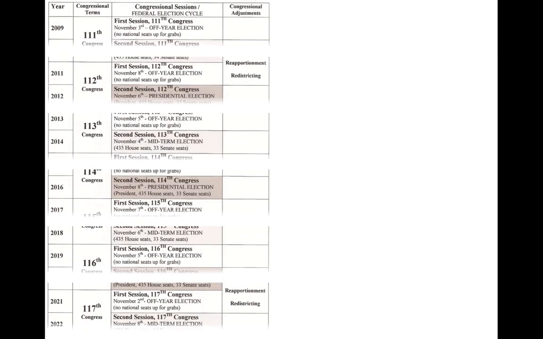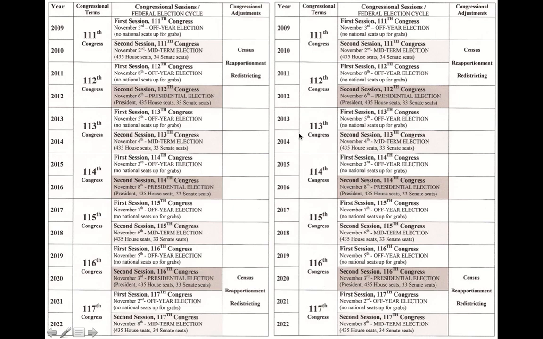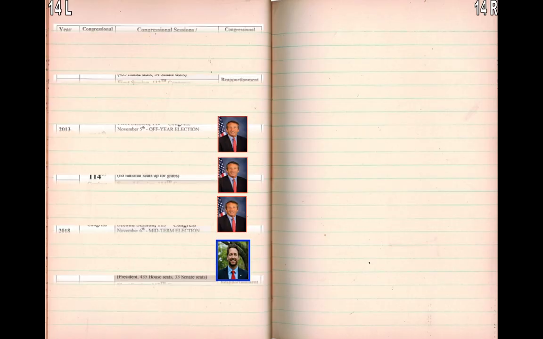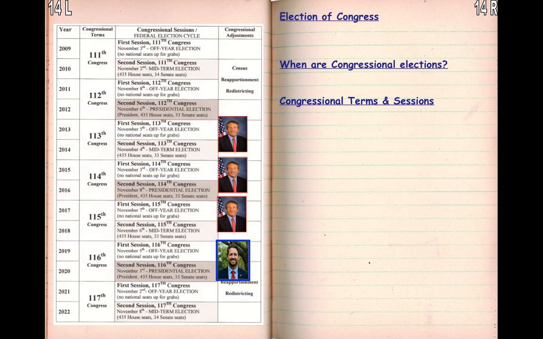Move through some of these graphics. Okay, so this is a graphic that is going up on 14L. Do not feel like you have to try to print it out or cut it out, color it, whatever. You can if you would like to, but you do not have to. I will give you a copy of this when we get back.